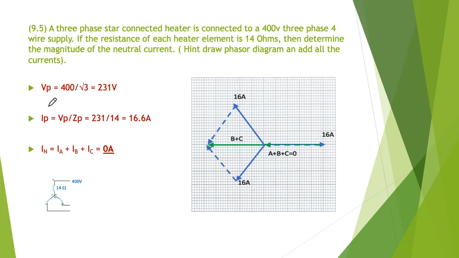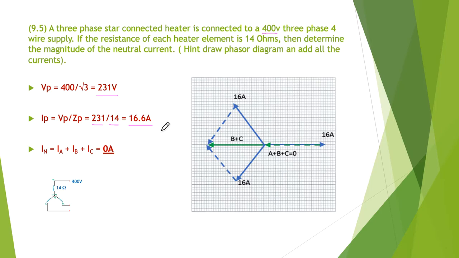So the phase voltage, volts phase, is going to be 400 divided by root 3, giving me 231 volts, because they gave me the line voltage at 400. Then I could work out the current. So the current is 231 volts divided by the 14 ohms, which was the impedance of the windings, giving me 16.6 amps. Now they're all the same, and I need to add them up together.